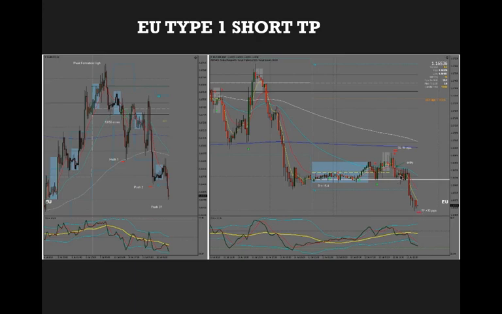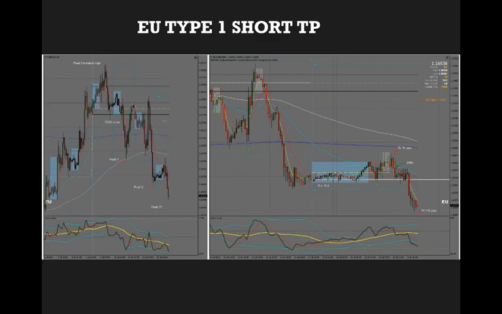So if you took an initial entry here and then another entry here in the pullback, your stop loss is really tight. Okay, 15 pips, just above the high. You could have had two entries on this trade and netted yourself probably around 50-60 pips at the end of this trade.